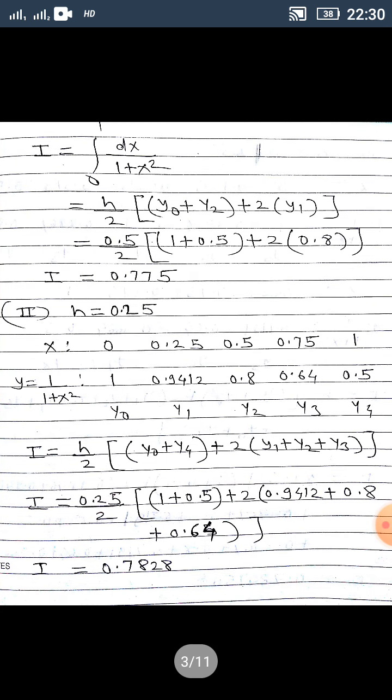Next, we use the trapezoidal formula. The function which we have integrated, we call as integration I. I is equal to integral from 0 to 1 of dx upon 1 plus x square, equals h by 2 times (y0 plus y2, the first and last term, plus 2 times the rest terms, that is y1). So y0 is 1, y2 is 0.5 and y1 is 0.8, we have substituted, and h is 0.5. Now simplification gives the value of the integration as 0.775.